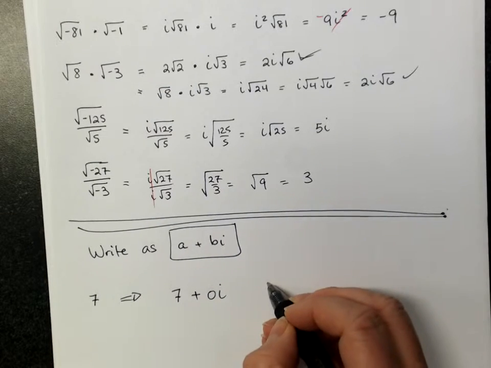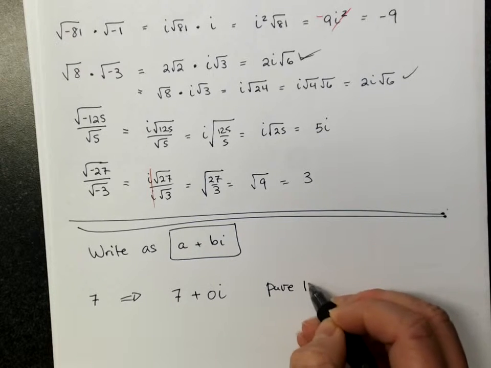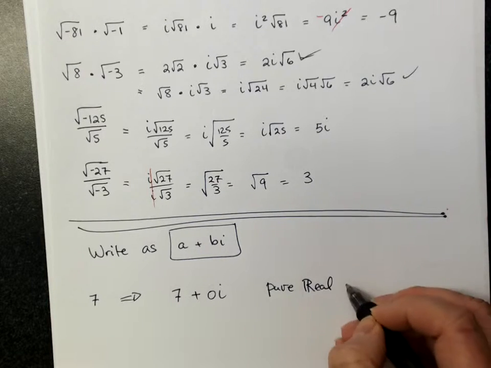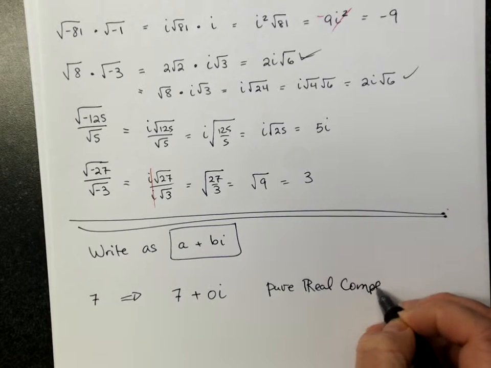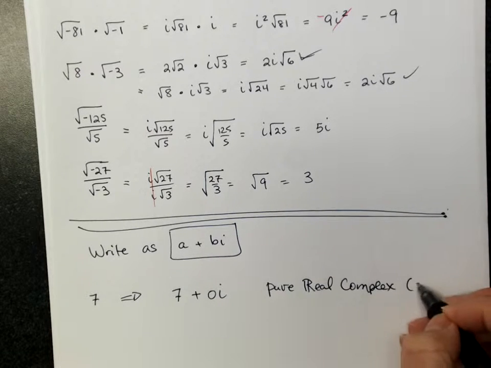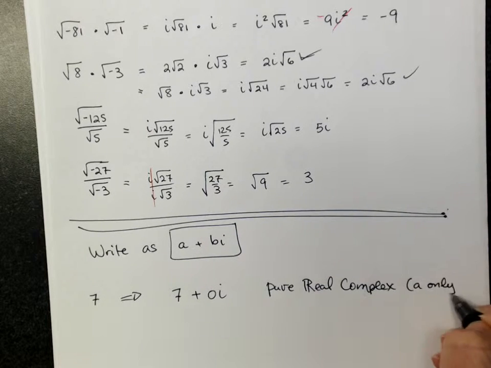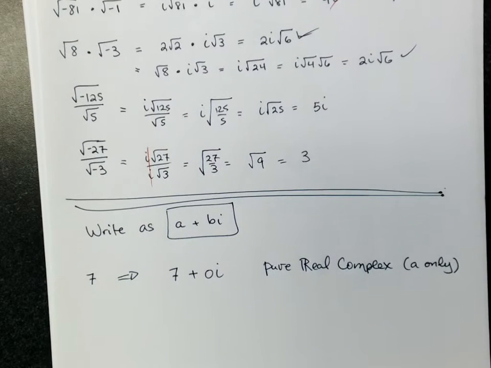And this is a pure real. It's a pure real or real complex. Okay? Which means it has an A only. Our B is 0, therefore our BI is 0.